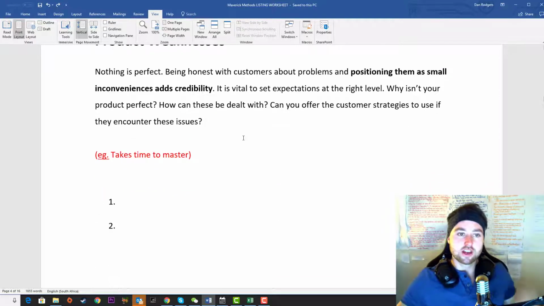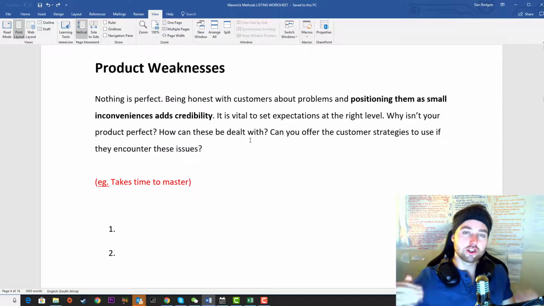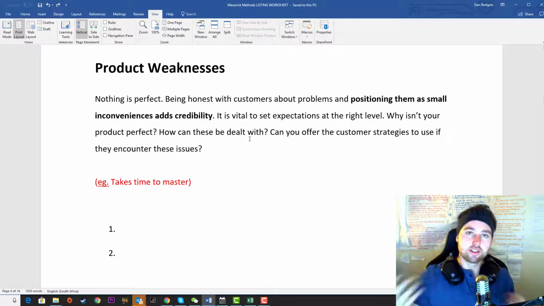Product weaknesses. So nothing's perfect. We all know that. There's often little things that are wrong or could be better with a product. Make sure you position these. Set the expectation at the correct level. You don't want to overpromise. Rather tell people, look, this can happen, or it might scratch the surface over time. First of all, tell them about the little problems with your product. Then offer them strategies which they can use to overcome those shortcomings. It's very important to reduce negative reviews and returns. Position the weaknesses of your product.